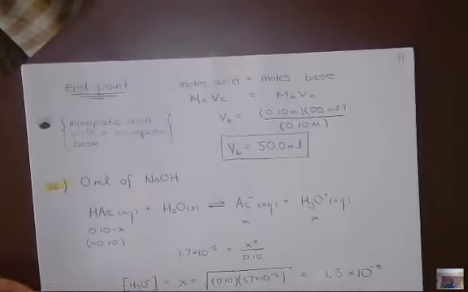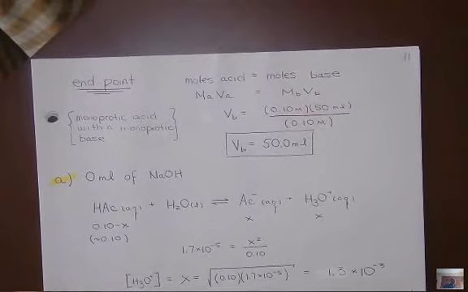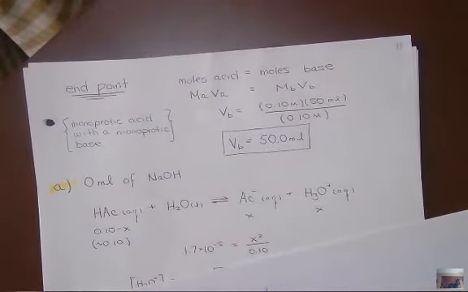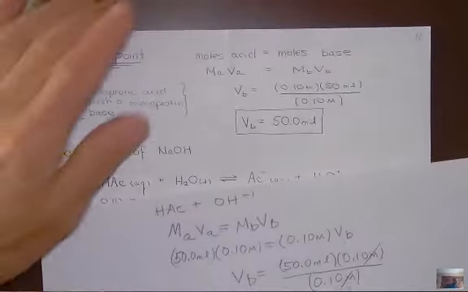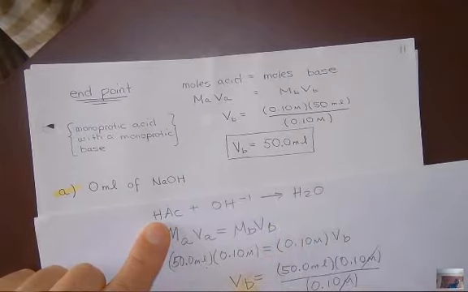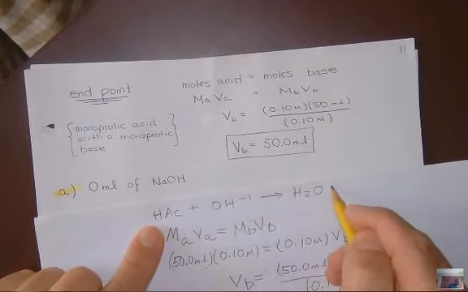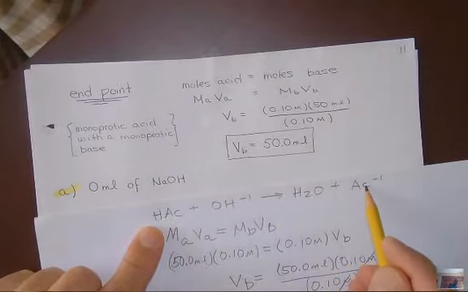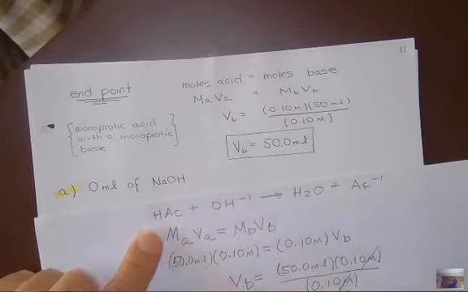Now that's what I did at the top of this page. Monoprotic acid with monoprotic base, yes. We had HAc reacting with sodium hydroxide. Only one proton. What's the neutralization reaction? You make water and the salt. In this case, the salt ion is Ac minus. The sodium didn't matter.